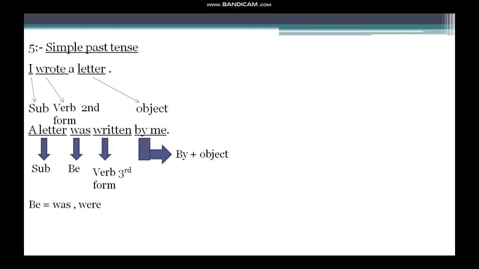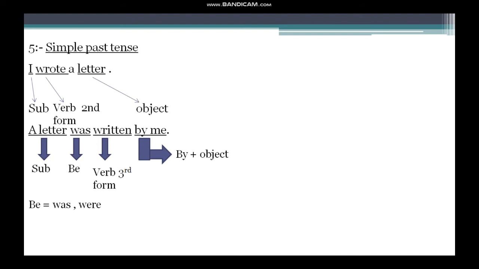Now we will see simple past tense sentences, how we change them from active to passive. The example is: I wrote a letter. In this sentence, wrote is the second form of the verb, because the sentence is in simple past tense. When we change this sentence into passive voice, it will be: a letter was written by me. Only one change will be here from simple present tense to simple past tense passive voice sentence: the be form of verb will be changed.